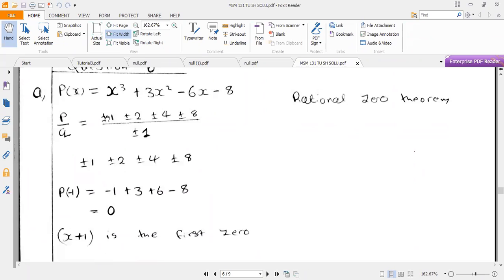This formula that I was showing here, the P over Q, is called the rational 0 theorem. So during your free time, just Google that. Rational 0 theorem.